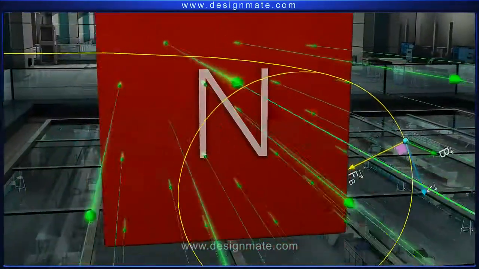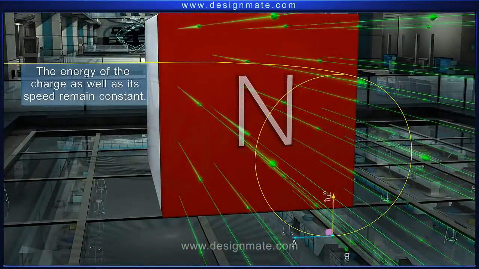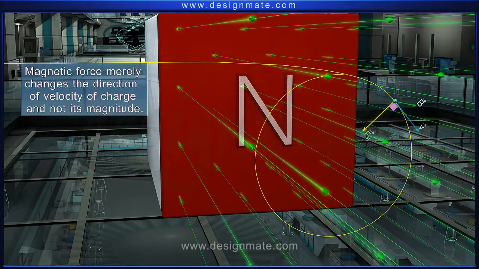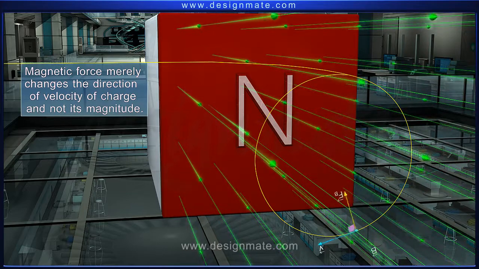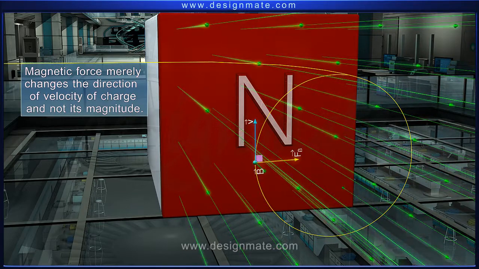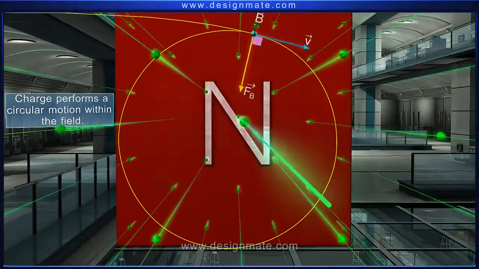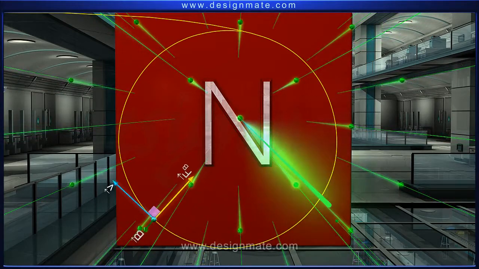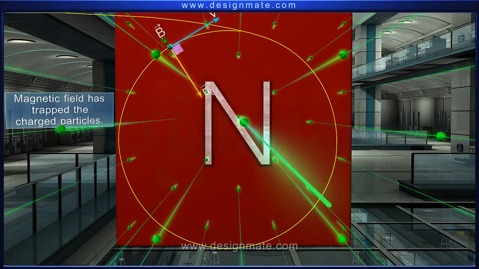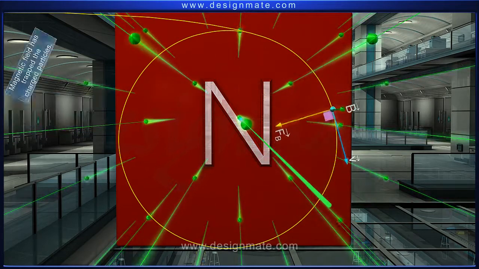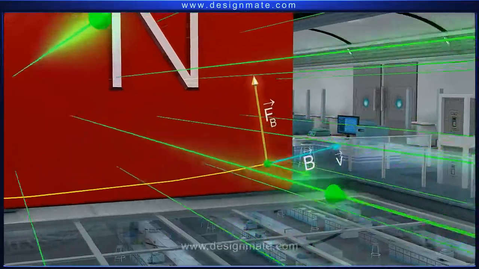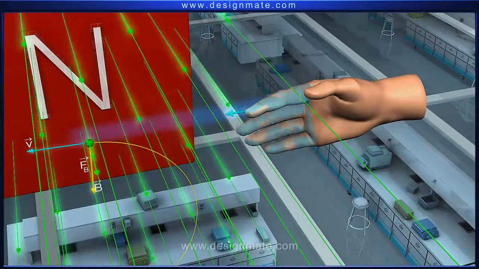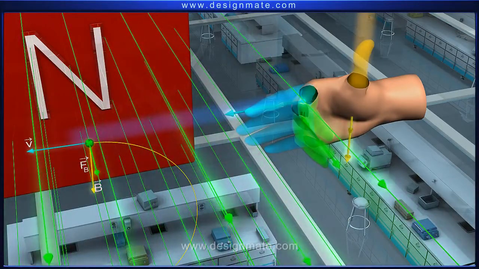In other words, the energy of the charge as well as its speed remain constant. Therefore, the magnetic force merely changes the direction of velocity of the charge and not its magnitude. As a result, the charge performs a circular motion within the field. Since the charge is now held, we say that the magnetic field has trapped the charged particles. The above fact is true for the negative charge also. But the direction of the magnetic force acting on it is opposite to that given by the thumb in the right-hand rule.